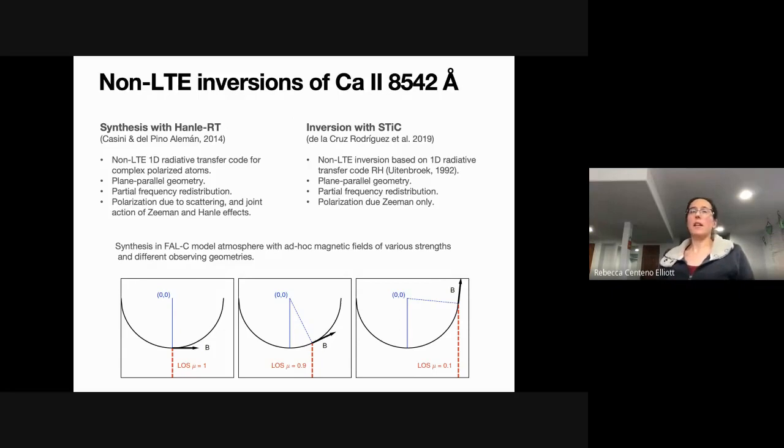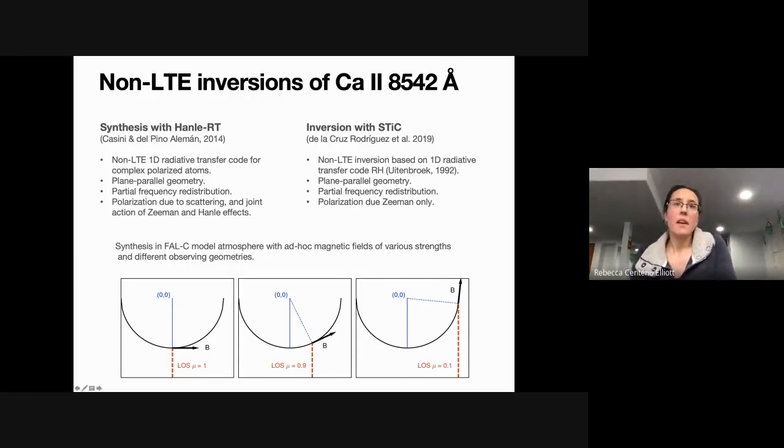In a similar fashion as before, I used my base model atmosphere. I used the FAL C semi-empirical model, and I added ad hoc vector magnetic fields, uniform vector magnetic fields of various strengths to it. The magnetic fields were always tangent to the sun's surface, and we computed the emergent spectra for different observing geometries. 3 of these observing geometries are depicted below.